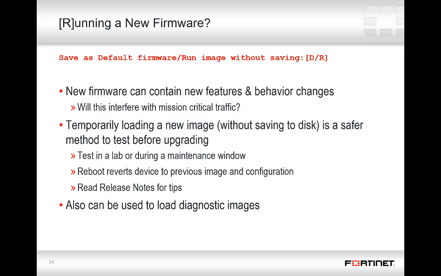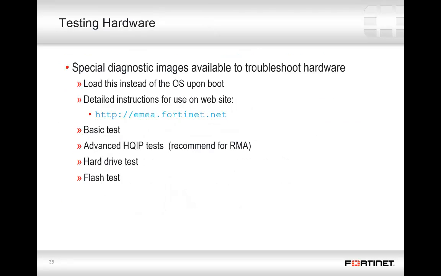You can also use this feature to load special HQIP software that can diagnose hardware problems. If you suspect a hardware problem, Fortinet has a website that contains an image which we use in order to test the hardware. There's a basic test image, an advanced test, which we recommend for processing an RMA, a drive testing image, and a flash testing image.